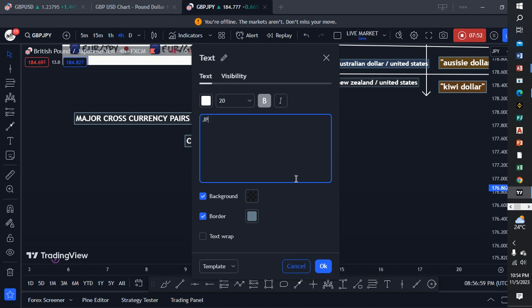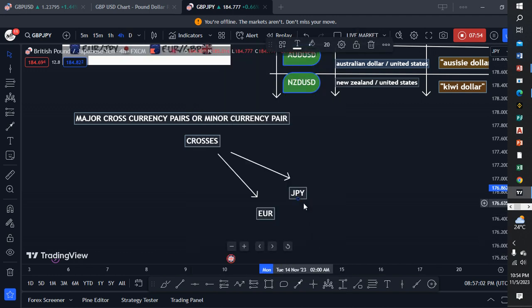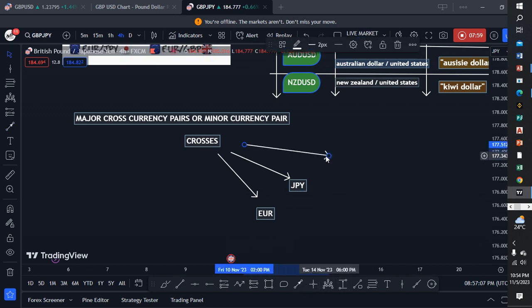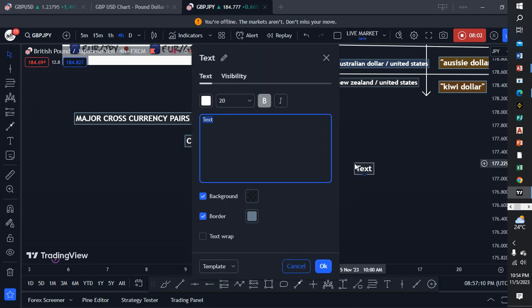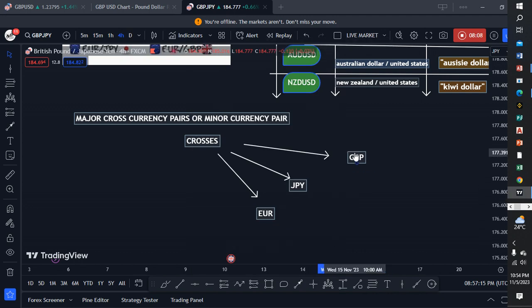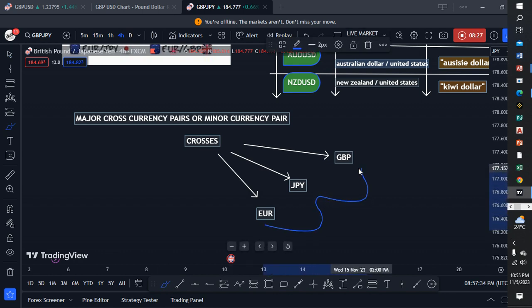Also the JPY, Japanese yen, and lastly the GBP. These are the most actively traded crosses. What I mean by these actively traded crosses is that they derive from these three non-major USD currencies.